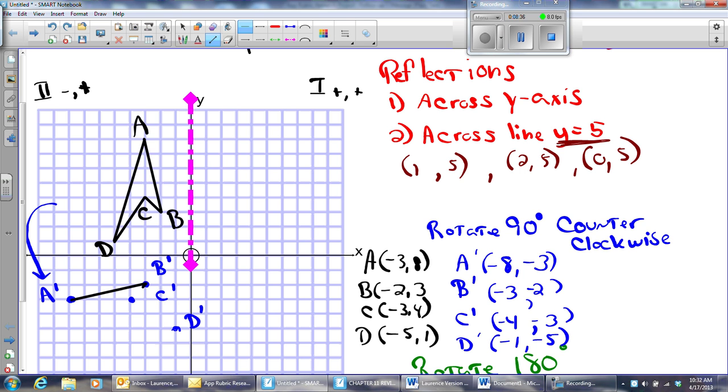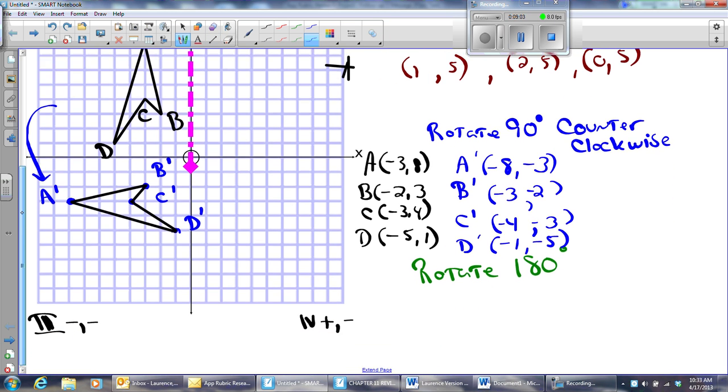A to B, B to C, C to D, D back to A, and my shape rotated 90 degrees around the origin. If I want to do a 180-degree rotation, oh, by the way, if I was going the other way, it would have been the same thing, except they'd both be positive, because I'd end up in the first quadrant, and it would have ended up pointing this way.